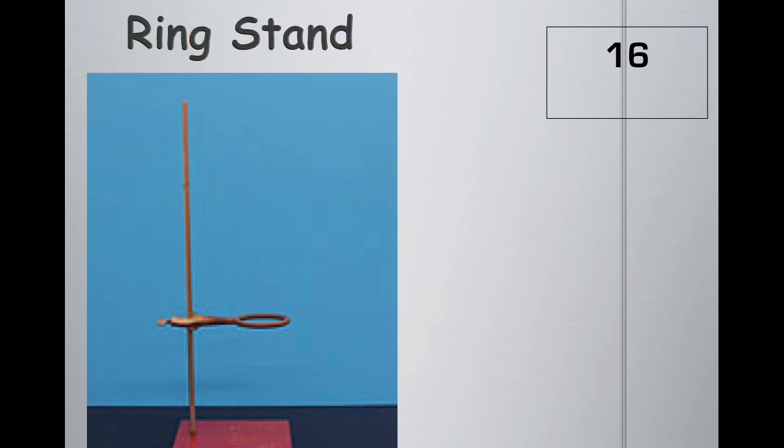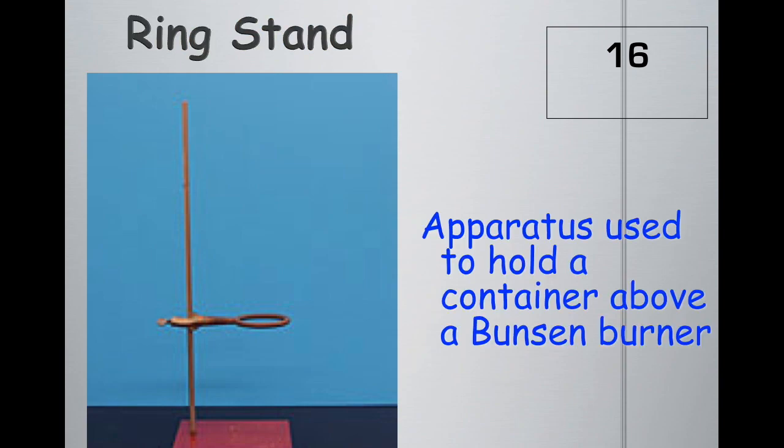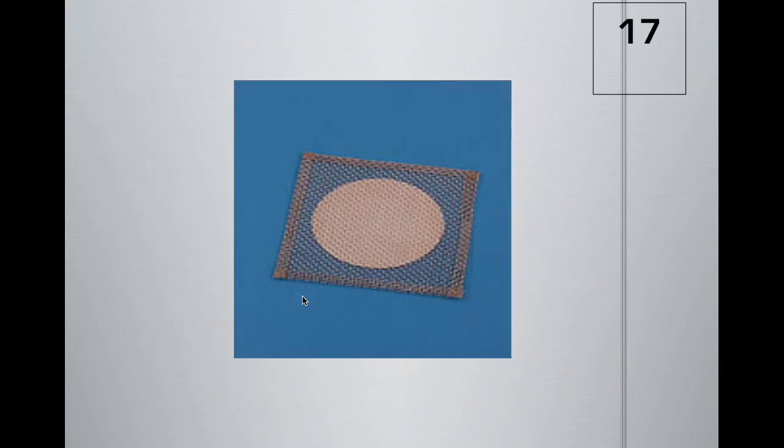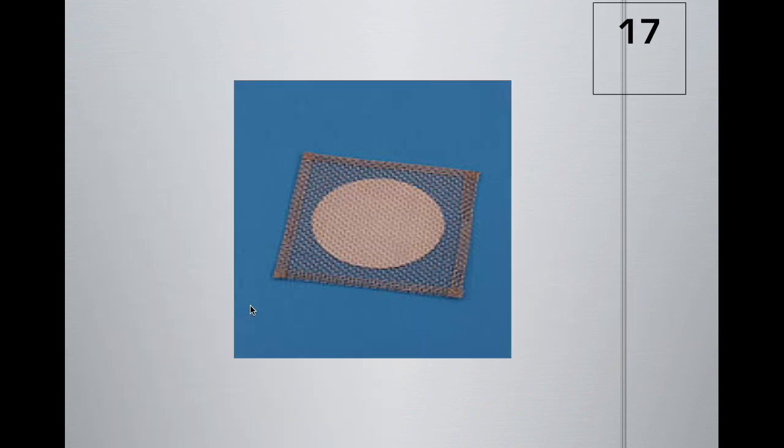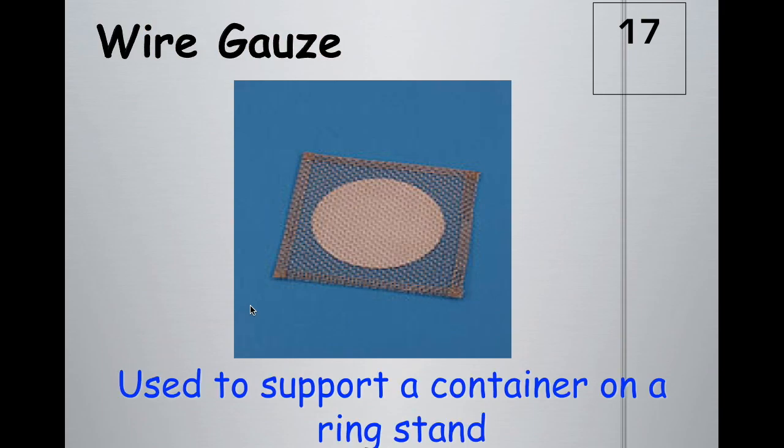This object here is called a ring stand, and it is an object that is used to hold a container above a Bunsen burner. So, for example, if we had a fire source right underneath the ring, we would put the object that is being heated right above it. This item would go above where this ring stand is. So you would actually put that gauze on top of here. So this is called a wire gauze, and this is used to support a container on a ring stand.